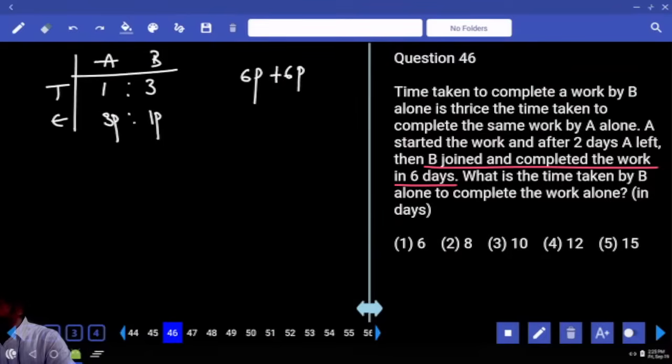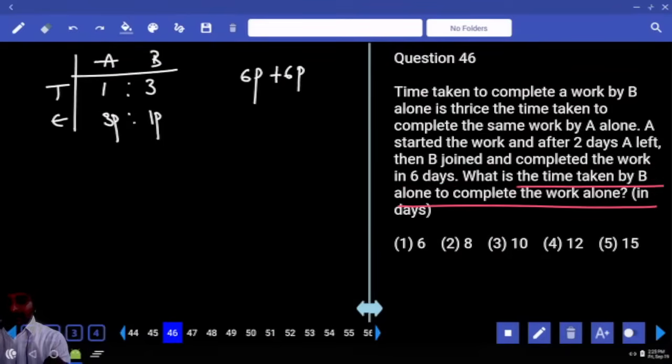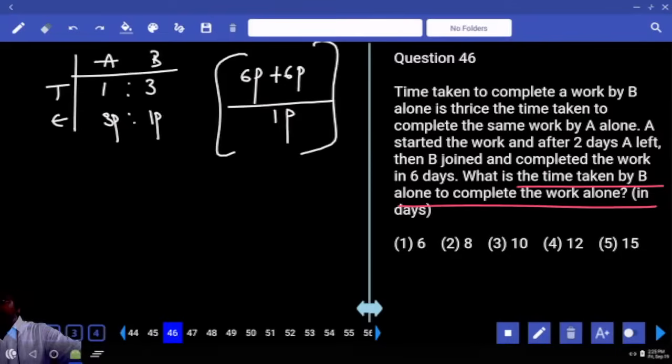That's what they said. What is the time taken by B alone to complete the work alone? Total work is 12 parts. B per day efficiency 1 part. 12 by 1, 12. Fourth option.